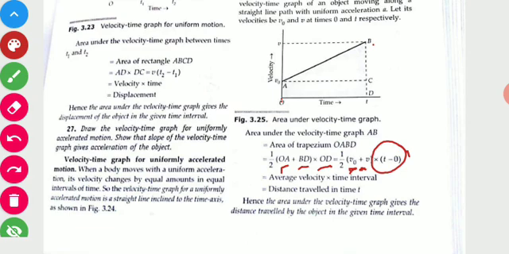So generally this gives us average velocity into time interval. What is velocity into time? We know that it is the distance traveled by an object in time t. So from here we can see that the area under the velocity time graph gives us the distance traveled by the object in the given time.